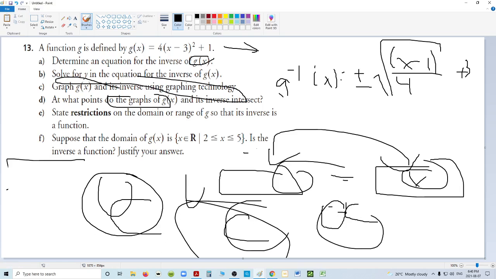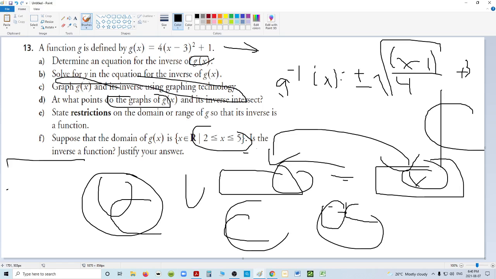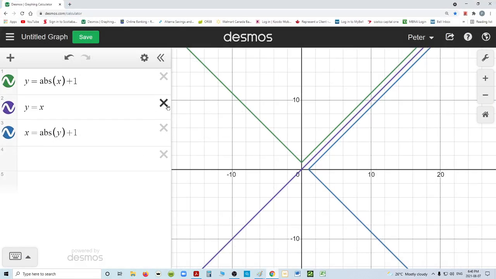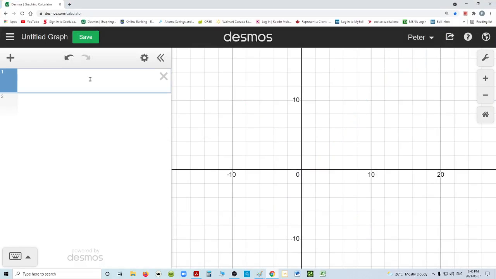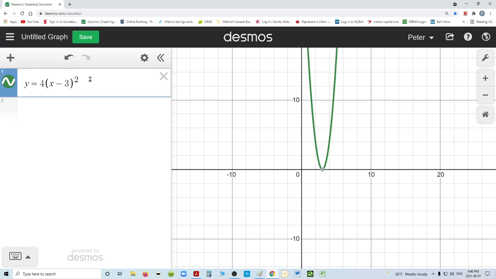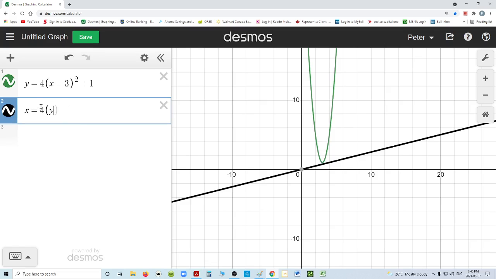But in this case, they're letting us use graphing technologies. State the restrictions. I already did before by discovering what the vertex was. Suppose the domain of this is that, is the inverse of function. Well, no, the inverse is, well, it might be actually, that might be half of a parabola because the normal inverse is not a function. So let's do that. Let's do 4x minus 3 squared, and we'll let Desmos do the work for us. y is equal to 4x minus 3 squared plus 1. So there's the vertex. Now we're just going to put x where I see y, and it'll draw the inverse for us.